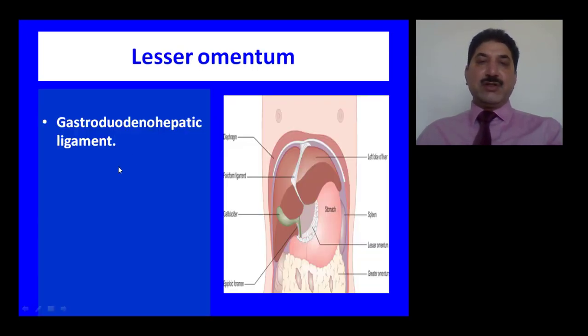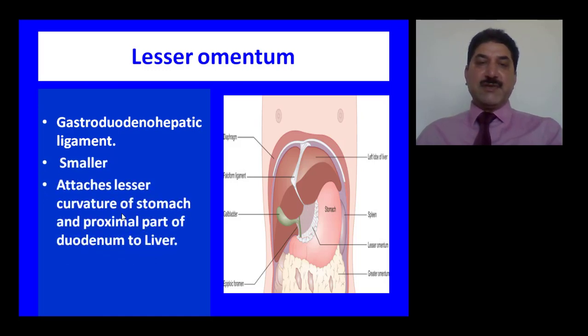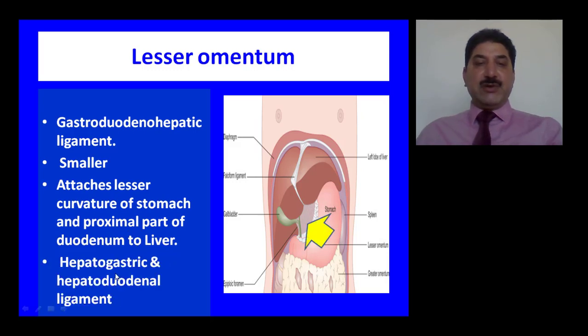Lesser omentum, also called gastroduodenohepatic ligament, spans between the liver, the lesser curvature of the stomach and the proximal duodenum. It is smaller than the greater omentum. It attaches the lesser curvature of the stomach and the proximal part of the duodenum to the liver. It is also called the hepatogastric and hepatoduodenal ligament.